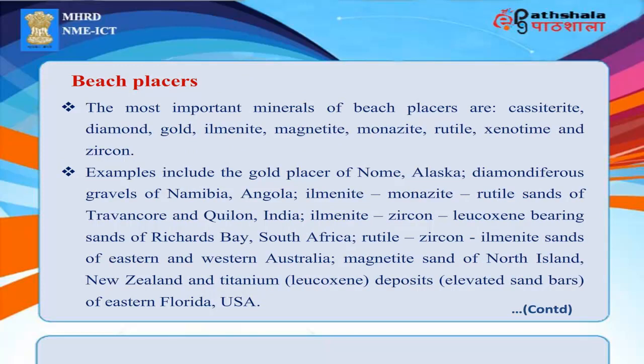The most important minerals of beach placers are cassiterite, diamond, gold, ilmenite, magnetite, monazite, rutile, xenotime and zircon. Examples include the gold deposits of Nome, Alaska, diamondiferous gravels of Namibia and Angola, ilmenite, monazite, rutile sands of Travancore and Quilon, India, ilmenite, zircon, leucoxene bearing sands of Richards Bay, South Africa, rutile, zircon, ilmenite sands of Eastern and Western Australia, magnetite sand of North Island, New Zealand, and titania leucoxene deposits in elevated sandbars of Eastern Florida, United States of America.